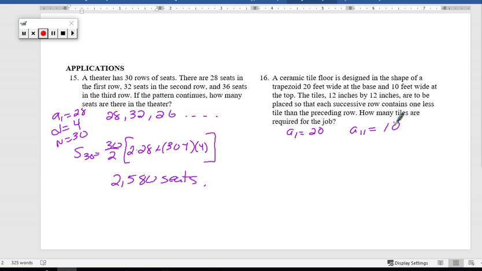We also know here that we have our first and our last term, which is great. There's a total of 11 terms total. So what we're looking for is the sum of the first 11 terms to be 11 over 2 times the first term of 20 plus the last term of 10, and that gets us to be 165 total tiles.